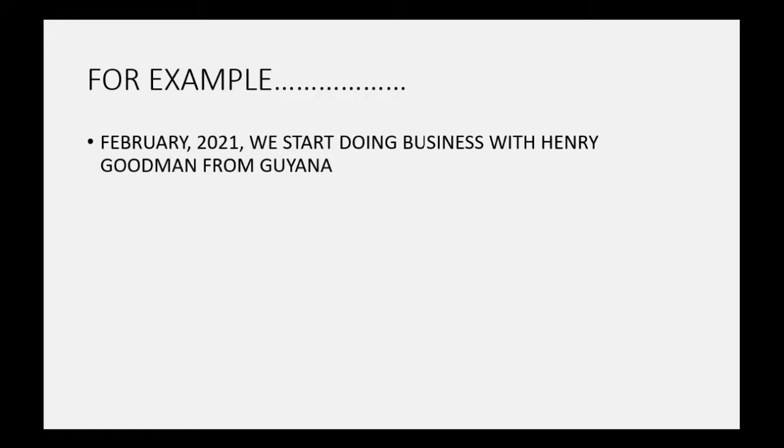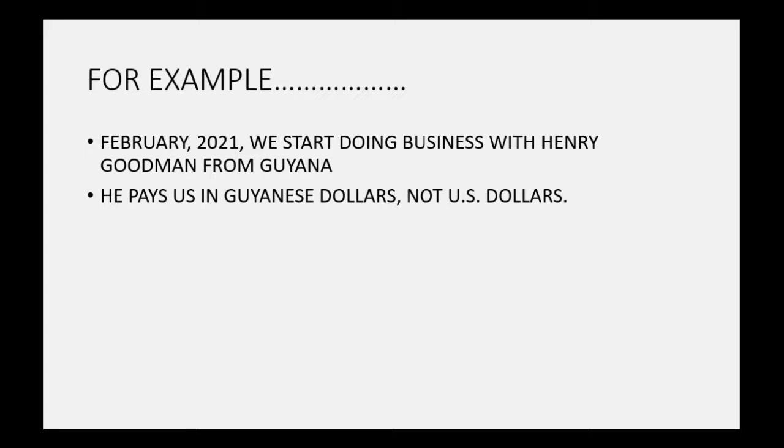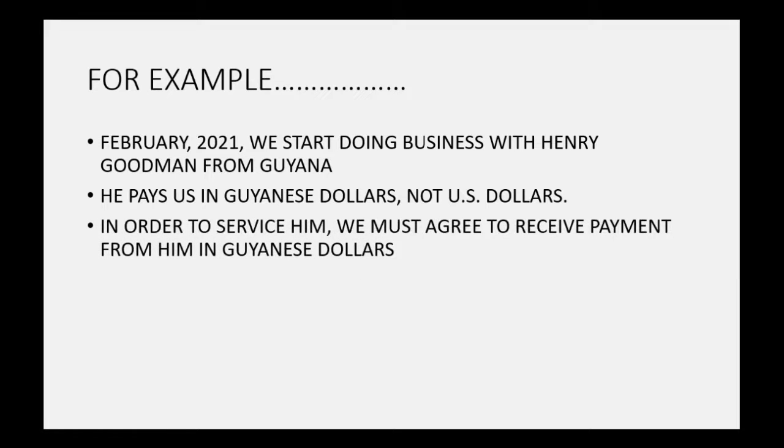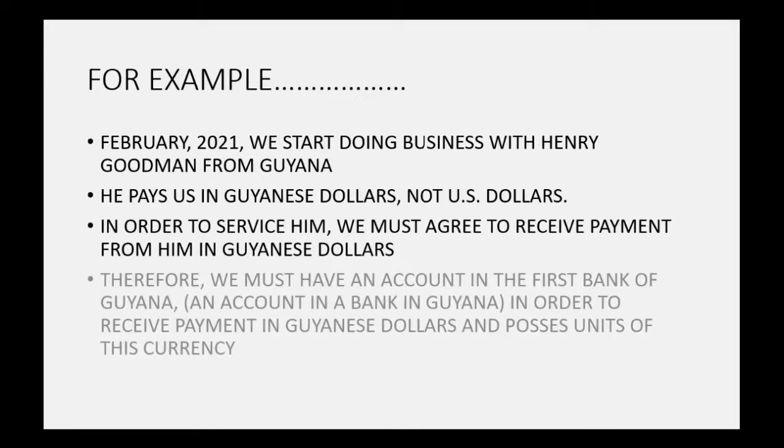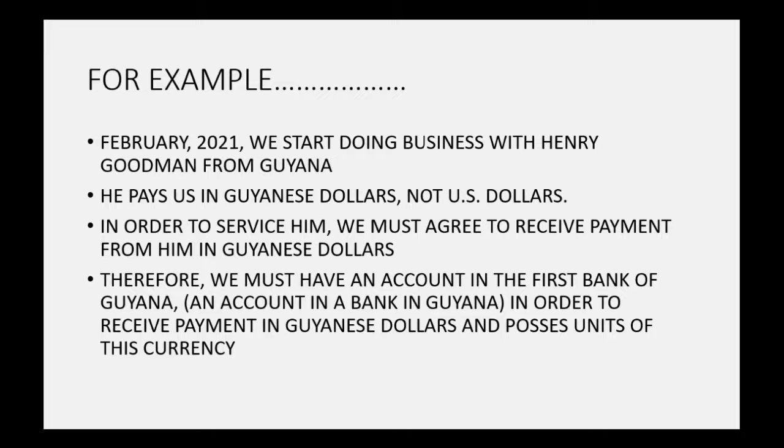For example, let's imagine on February of 2021, we started doing business with Henry Goodman from Guyana. He pays us in Guyanese dollars, not US dollars. In order to service him, we must agree to receive payment from him in Guyanese dollars. Therefore, we must have an account in the First Bank of Guyana, which is an account in a bank in Guyana, in order to receive payment in Guyanese dollars and possess units of this currency.